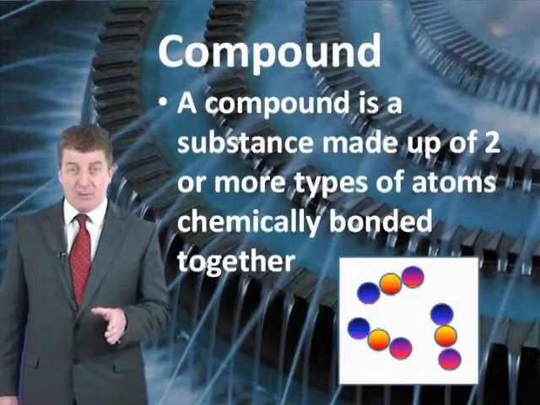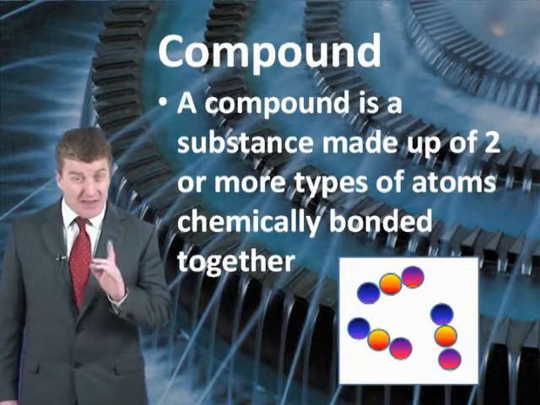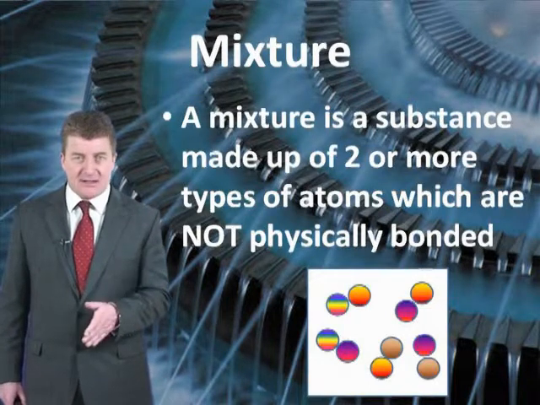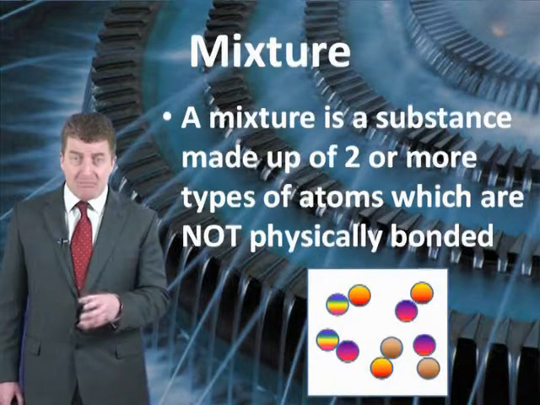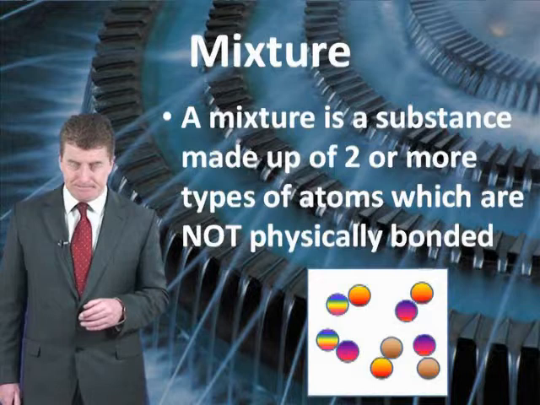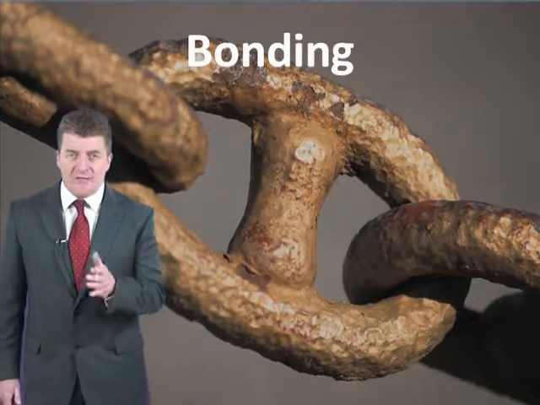A compound is made up of two or more types of atoms which are chemically bonded together. That's chemically bonded together. So what's a mixture? Well, a mixture is a substance made up of two or more types of atoms which are not physically bonded. So they're in the same fluid, but they're not actually physically bonded. That's a mixture.